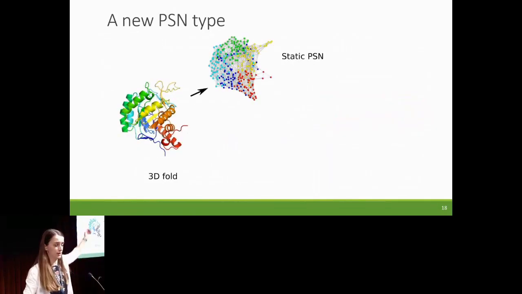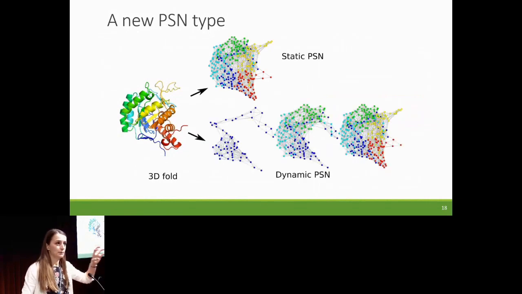So basically, rather than taking the final 3D structure and modeling it as a static PSN, can we somehow model it as a dynamic PSN? And I want to emphasize again that static versus dynamic PSNs are different models of the same data. They're using the exact same information, okay? So just keep that in mind.